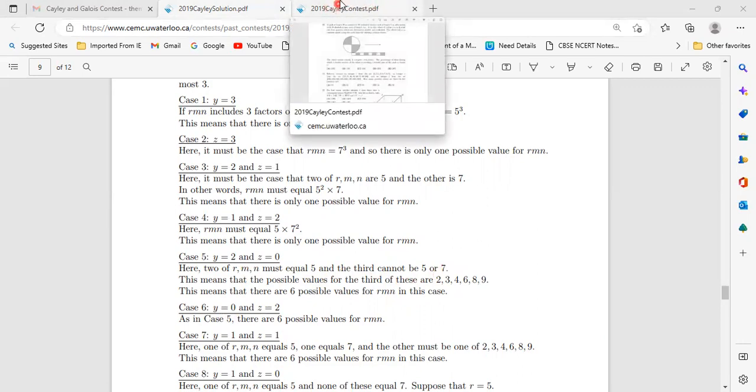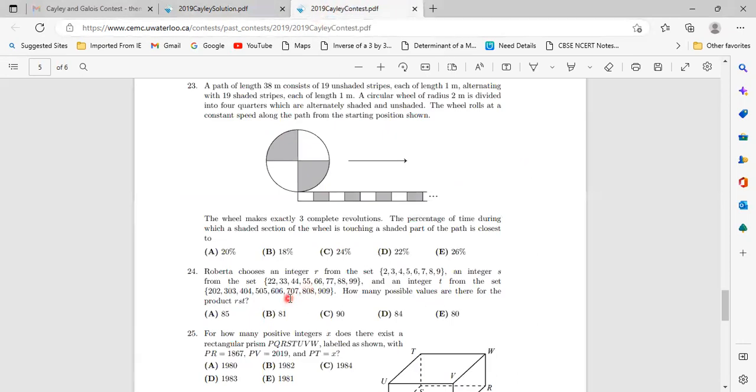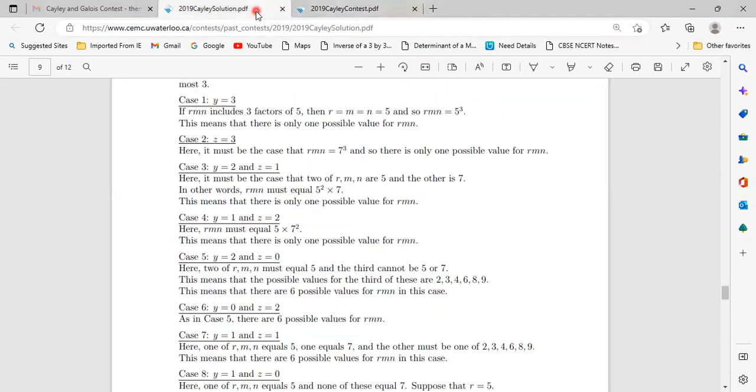Of course, there is a chance you can choose the other thing, right? You can choose the other 6 values. You can choose 606, 808, 909, like that, right? So you might be able to choose the other 6 values. So here you might be able to have 6 possible values for RM in this case.